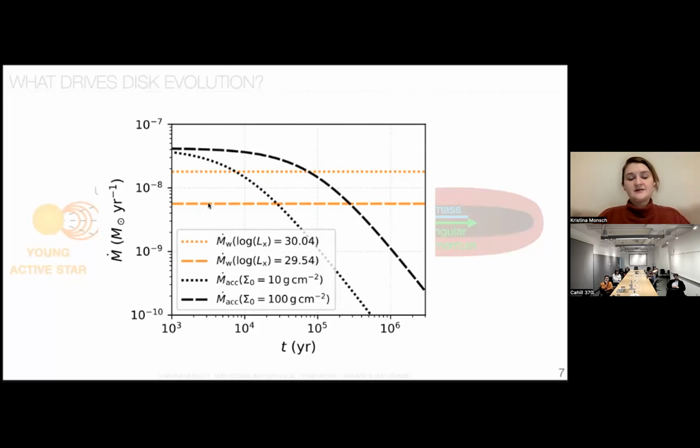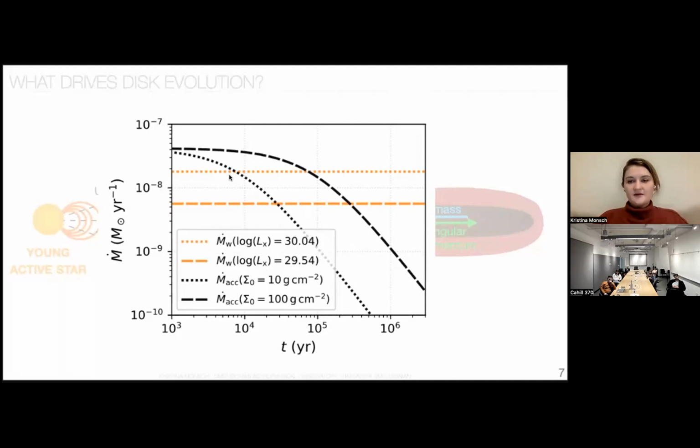This mass loss rate basically stays constant throughout time, because the stellar irradiation also stays constant. And for every disk configuration, you can find a time at which the viscous accretion rate will fall below the wind mass loss rate. This is then when photoevaporation starts to dominate disk evolution, and therefore the gap will open within the disk.